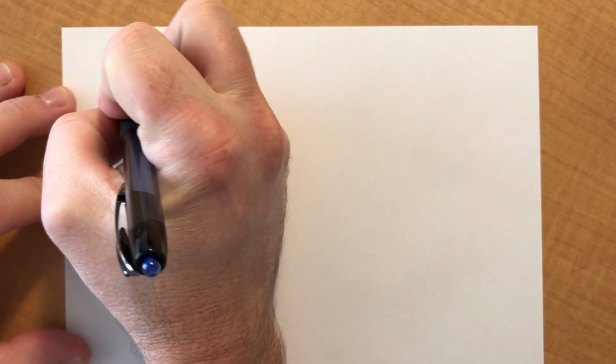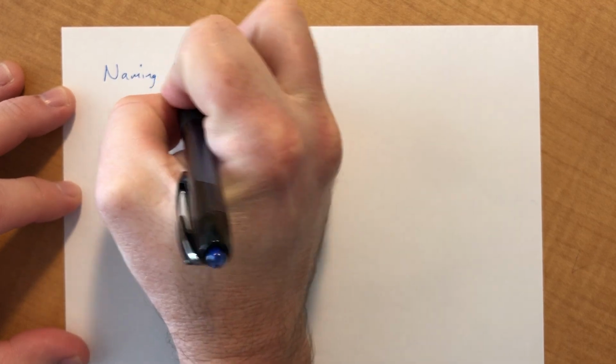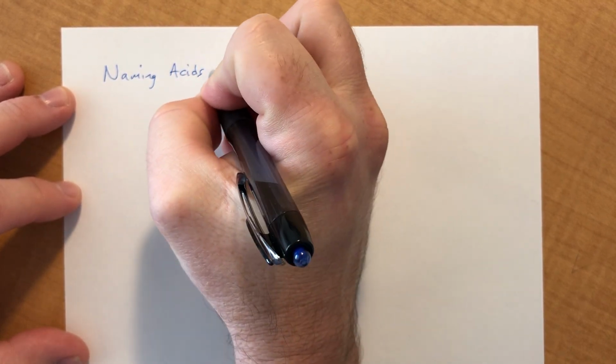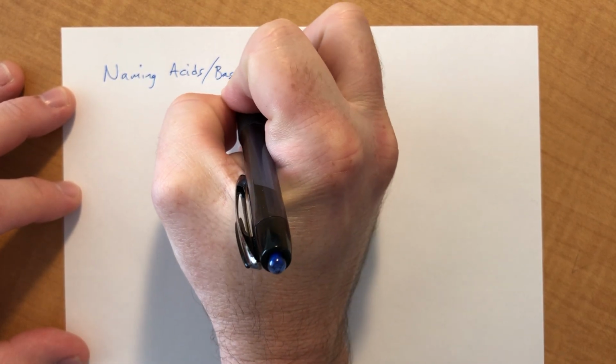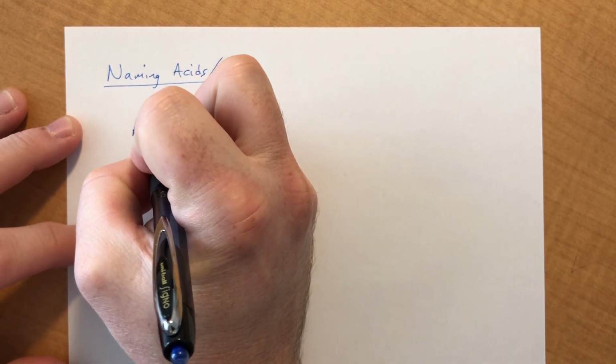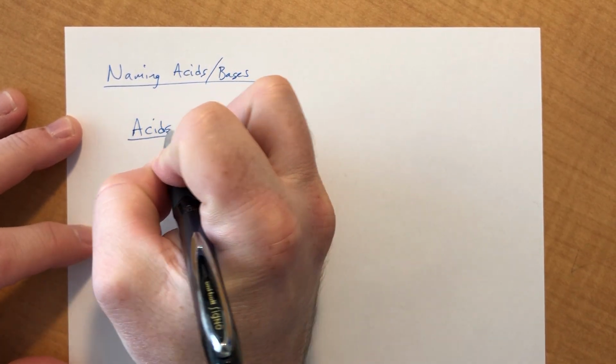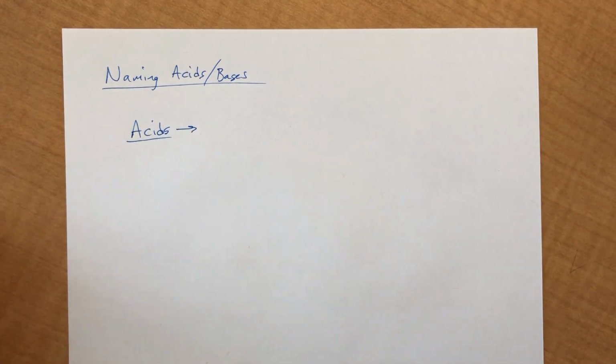Okay, in the past few videos we've learned how to name ionic compounds. Today we're going to learn how to name acids and bases. Before we get too far in this process, we haven't actually defined acids and bases, so let's do that first. There are multiple definitions of acids. We are going to stick with the simplest one that we possibly can for this level of a course.